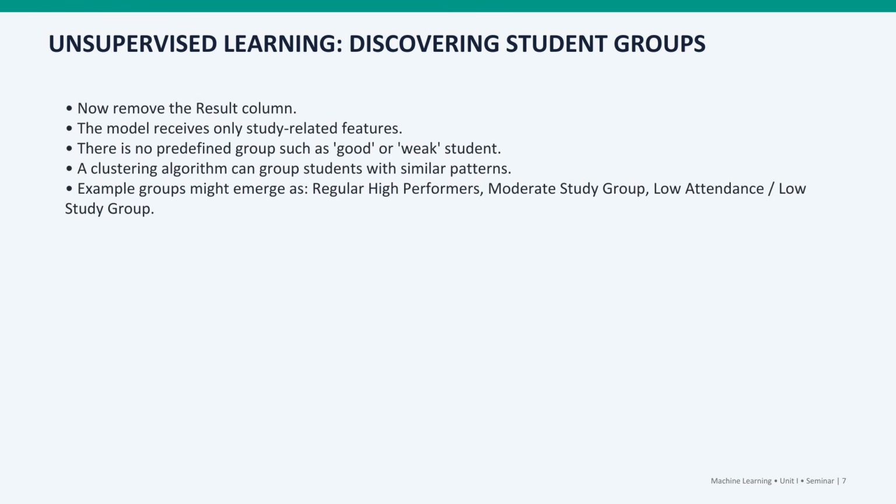Now the machine only receives information such as study hours, attendance, and previous scores. We don't tell the machine which student belongs to each group. Instead, the algorithm analyzes similarities between the students and discovers groups by itself. For example, it may discover a group of students with high study hours and high attendance, another group with moderate study patterns, and another group with low study hours and attendance. This process is called clustering.